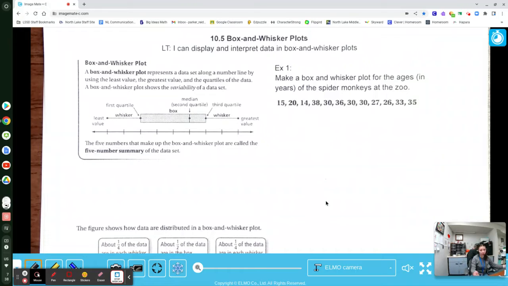So we're going to start off with example 1: make a box and whisker plot for the ages in years of the spider monkeys at the zoo. So I need my least value, greatest value, median, and quartiles. So what I'm going to do is first put the data in order from least to greatest.